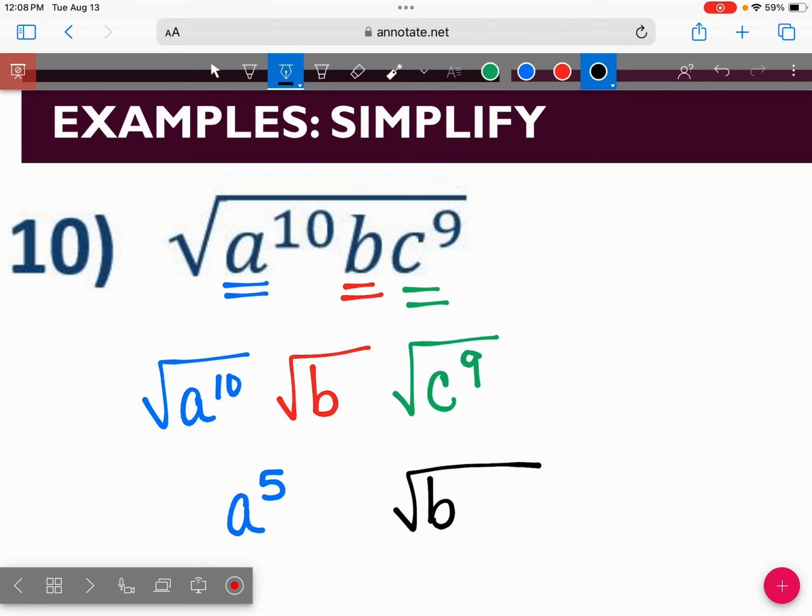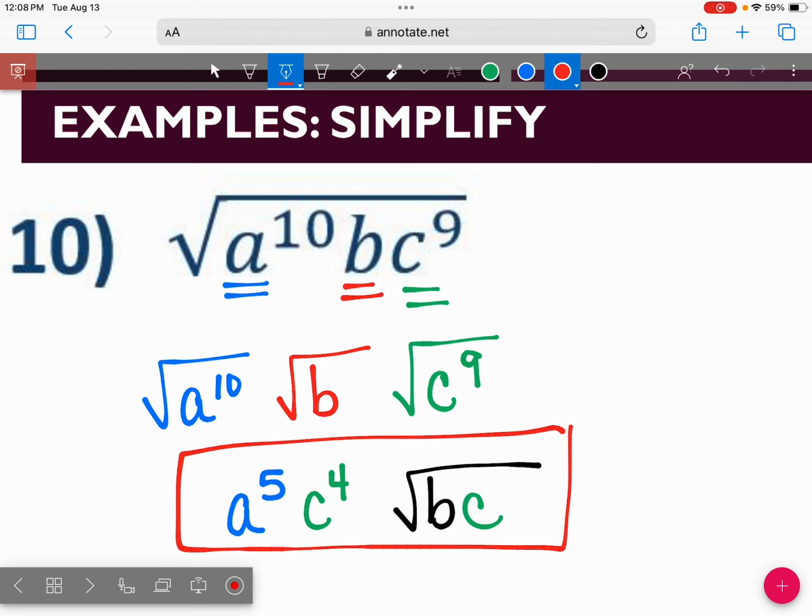All right, I have 9 cats. How many pairs can I make? 4. So I have 4 cats come out, but there is 1 left over, because I had 9. That cat has to stay in jail. It's going to be here with the b. And that's my answer. So if you don't have a partner, you have to stay.